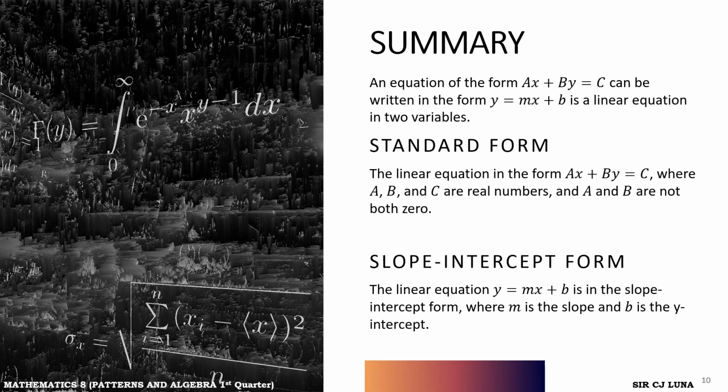Okay, let's summarize our lesson. An equation of the form ax plus by equals c can be written in the form y is equal to mx plus b is a linear equation in two variables. Standard form. The linear equation in the form ax plus by equals c where b and c are real numbers and a and b are not both 0. And then the slope-intercept form. The linear equation y is equal to mx plus b is in the slope-intercept form where m is the slope and b is the y-intercept.